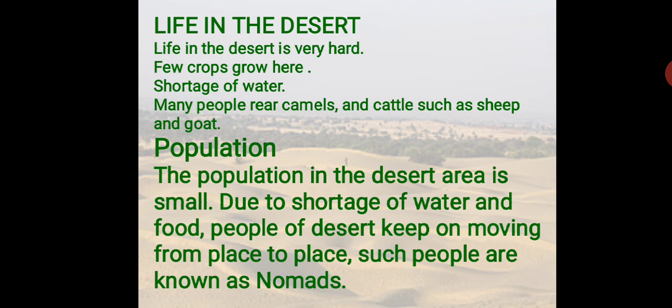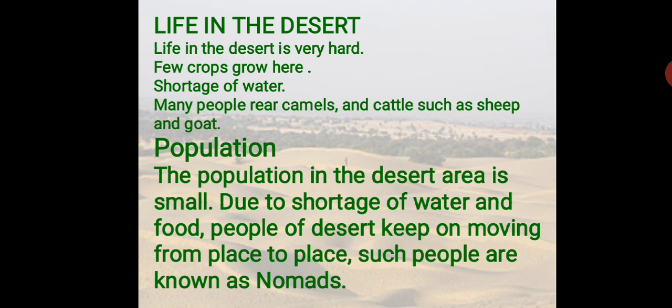I will tell you later on. Many people rear camels and cattle such as sheep and goat. Okay, beta? So, once again, I am repeating the things. Life in the desert is actually very hard. Few crops grow here only. Shortage of water is a common characteristic, and many people rear camels and cattle such as sheep and goat.